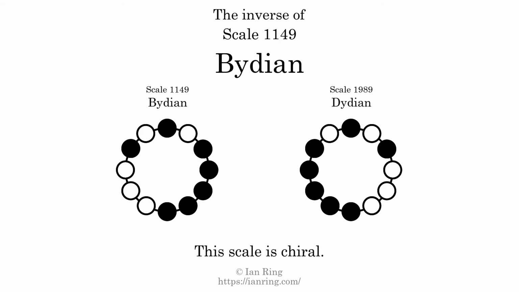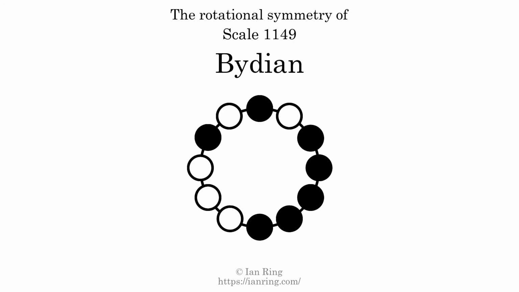The inverse of a scale is a mirror image. It is what you get when the sequence of intervals is reversed. The inverse of this scale is scale 1989, also known as Bydian. This scale is chiral. It cannot transform into its inverse by rotational transformation. This scale has no rotational symmetry.